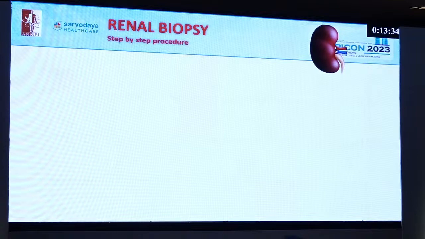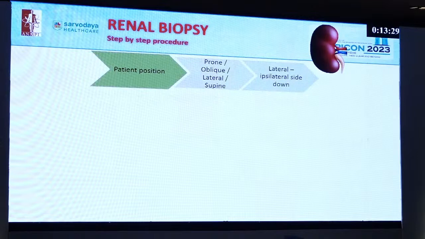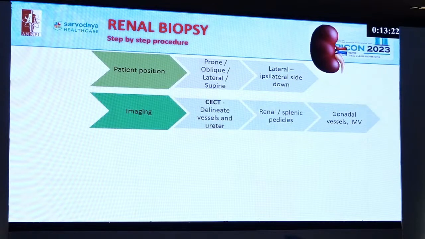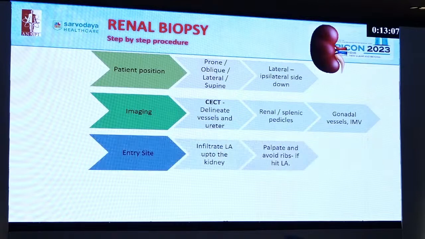And what is the approach for renal biopsy? First, we have to position the patient: prone, oblique, or lateral, with the lateral side down position preferred. Imaging, CECT, should be done because we have to delineate the vessels. The approach should be done away from the renal and splenic pedicles, and we have to remember the gonadal vessels and IMV. The entry site should be infiltrated; palpate the rib and give local anesthesia over there.